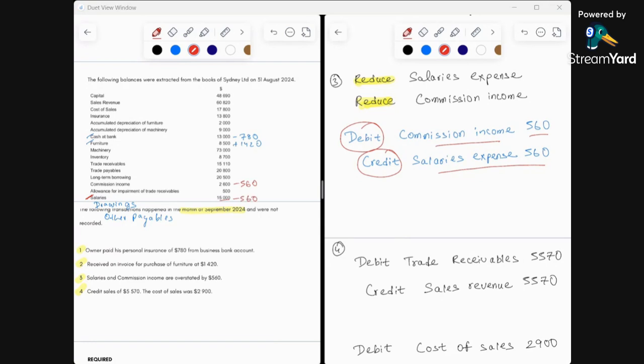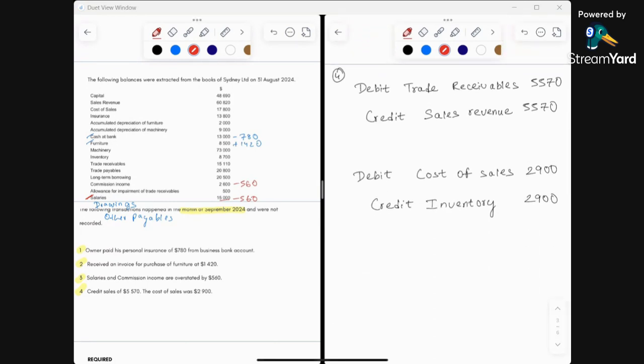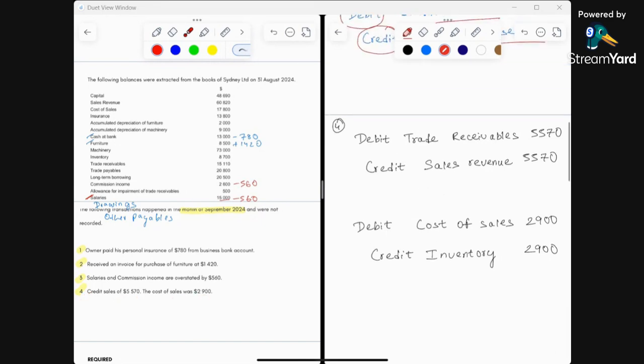All right. So let's look into the last transaction that we have got. Credit sales of $5,570. The cost of sales was $2,900. Now, every time you make a sale on credit, it's the same journal entry, which you can memorize or understand. Sales revenue by default is always credited. So we have already made some sales here, which is why we are crediting sales revenue by $5,570.